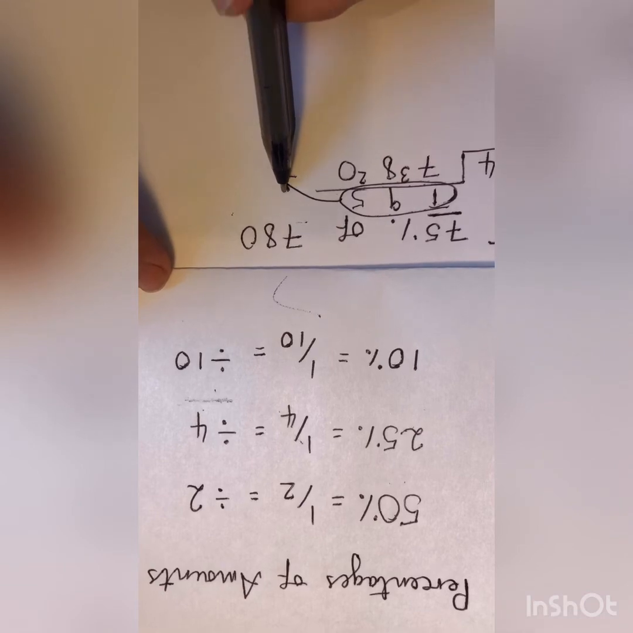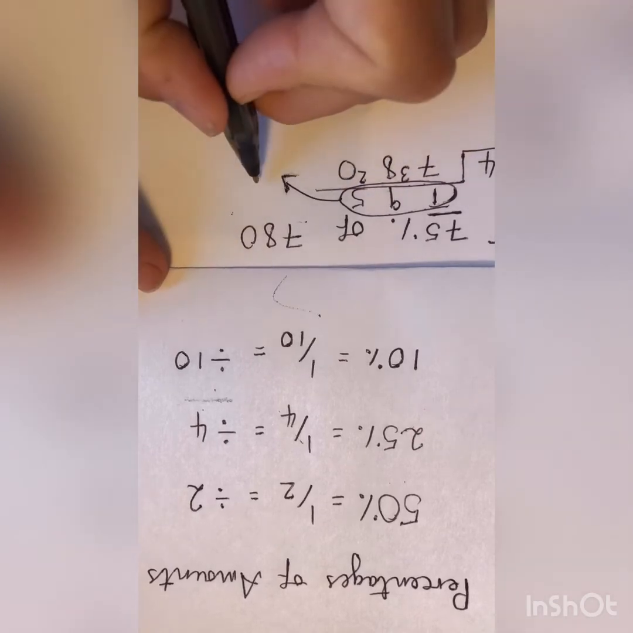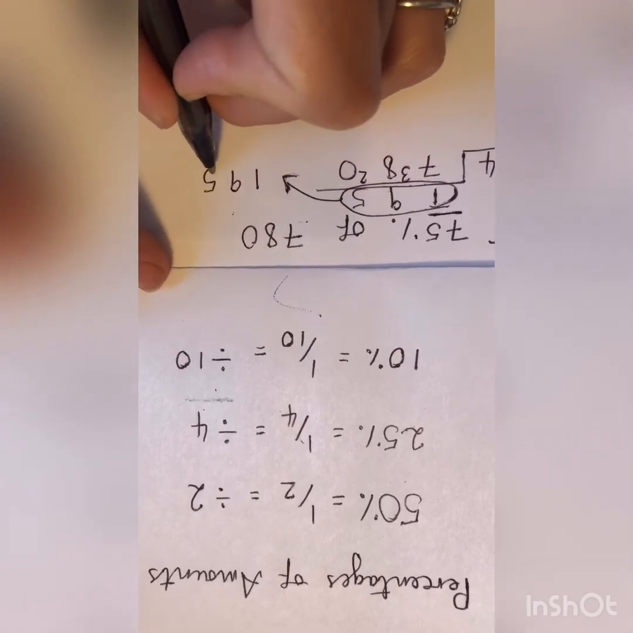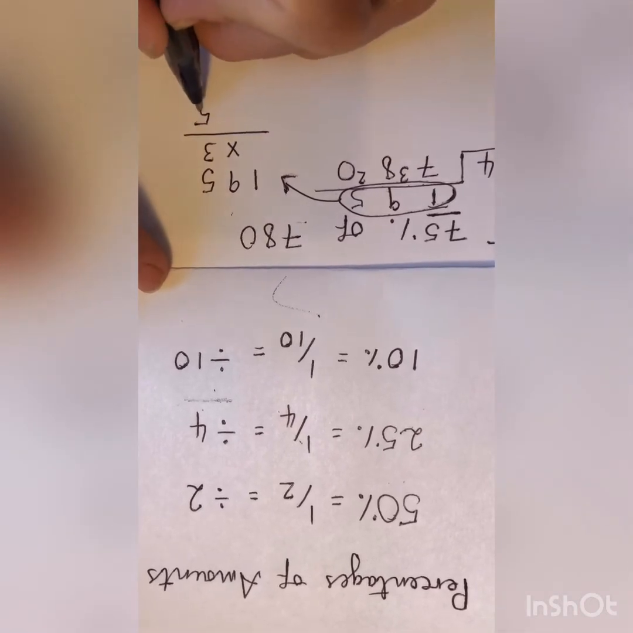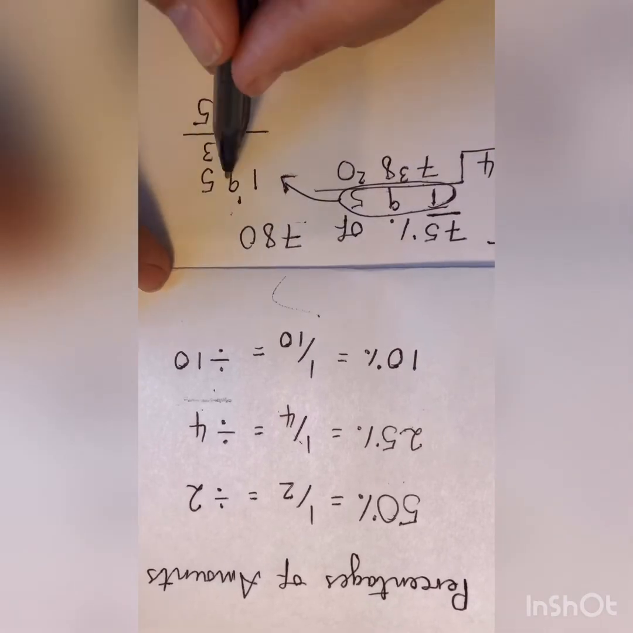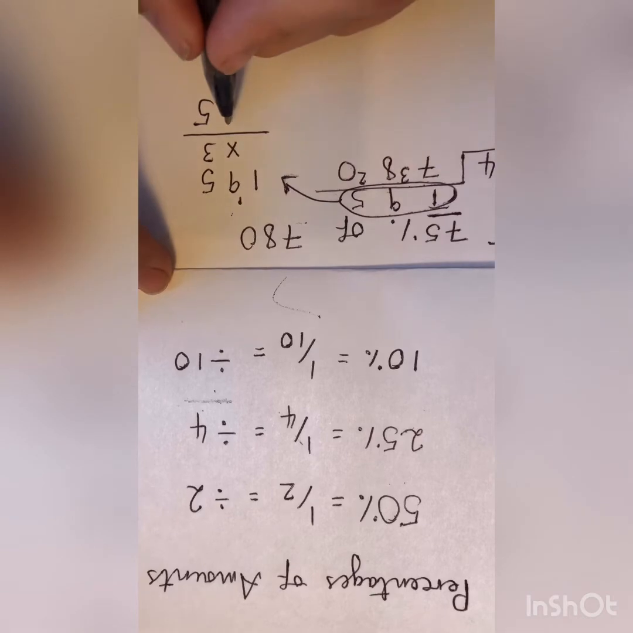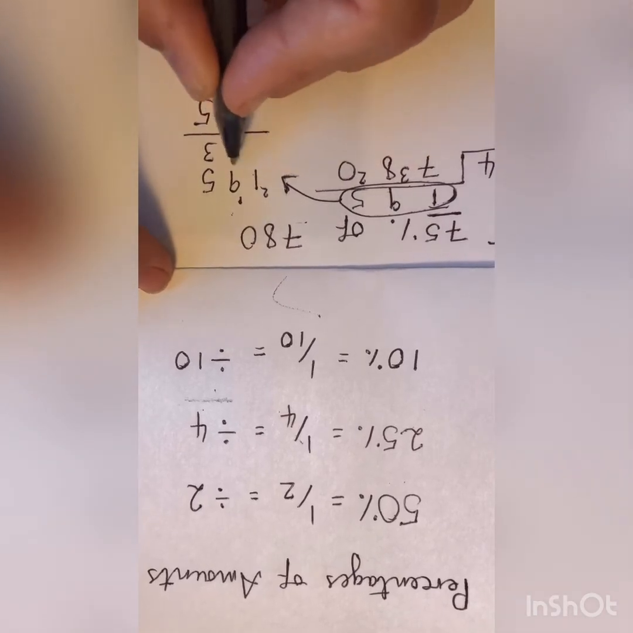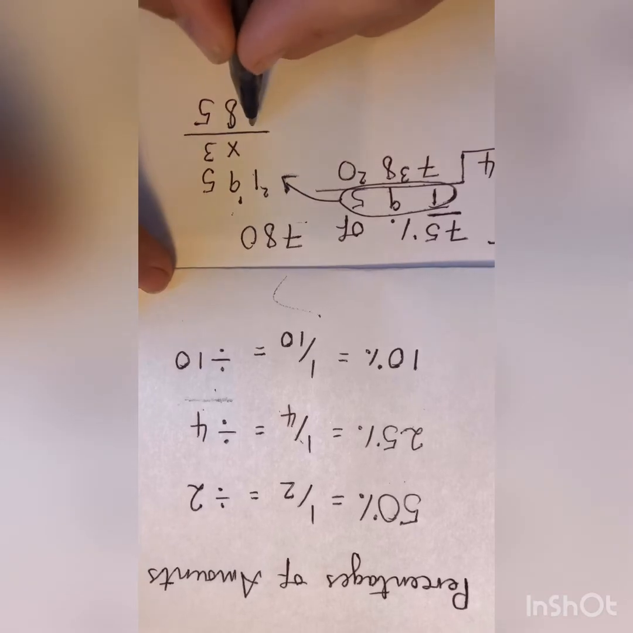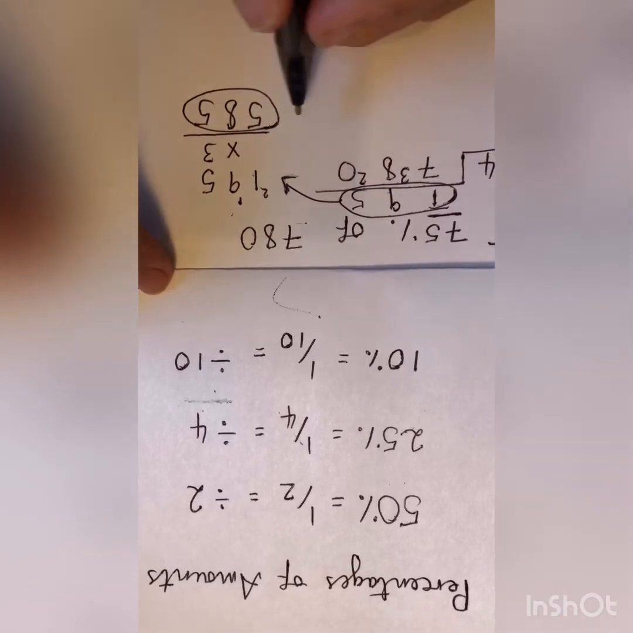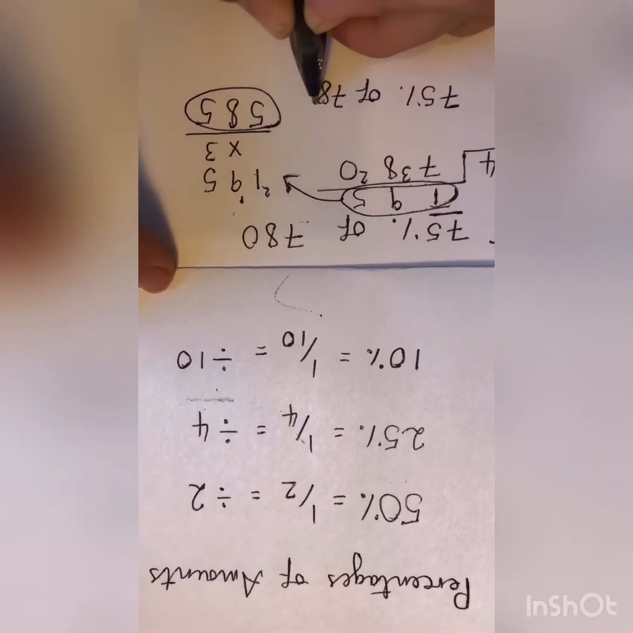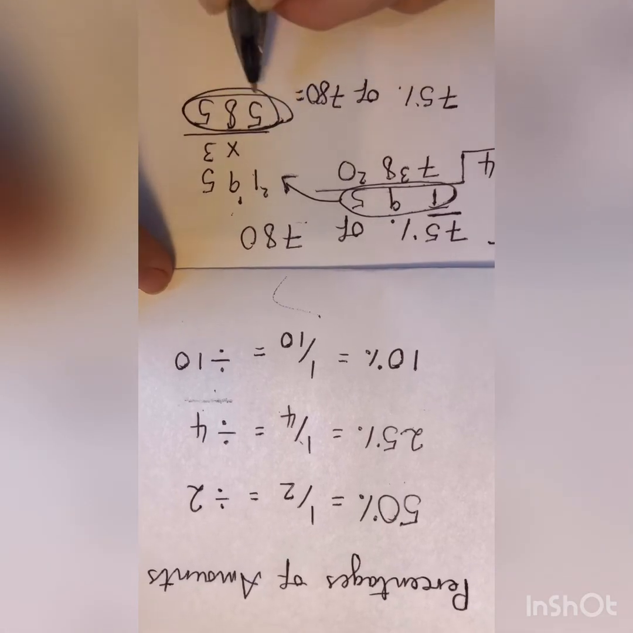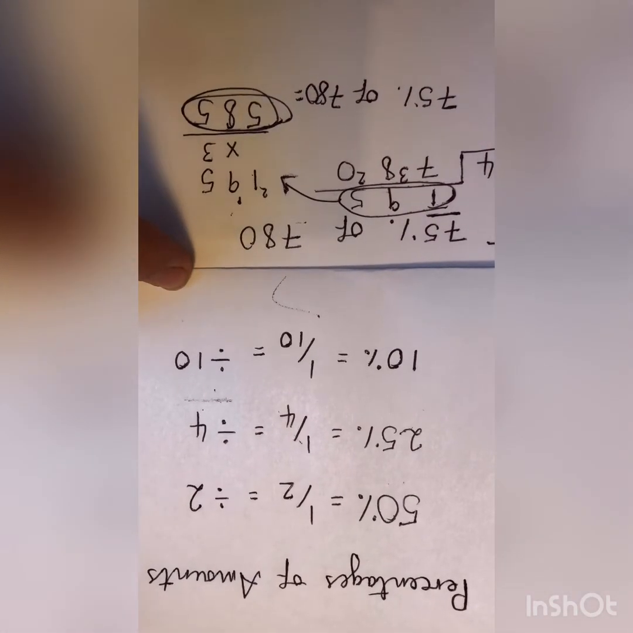But now we need to find 3 lots of that. We need to find 75%. So we have to get 3 lots. So then we do 195. You could do this in different ways, but I'm going to times that by 3, just in a written method like this. 5 times 3 is 15. Put the 1 up there. 3 times 9 is 27. Add 1 is 28. Put my 2 up there. 3 times 1 is 3. Add 2 is 5. So I now know that 75% of 780 is 585.